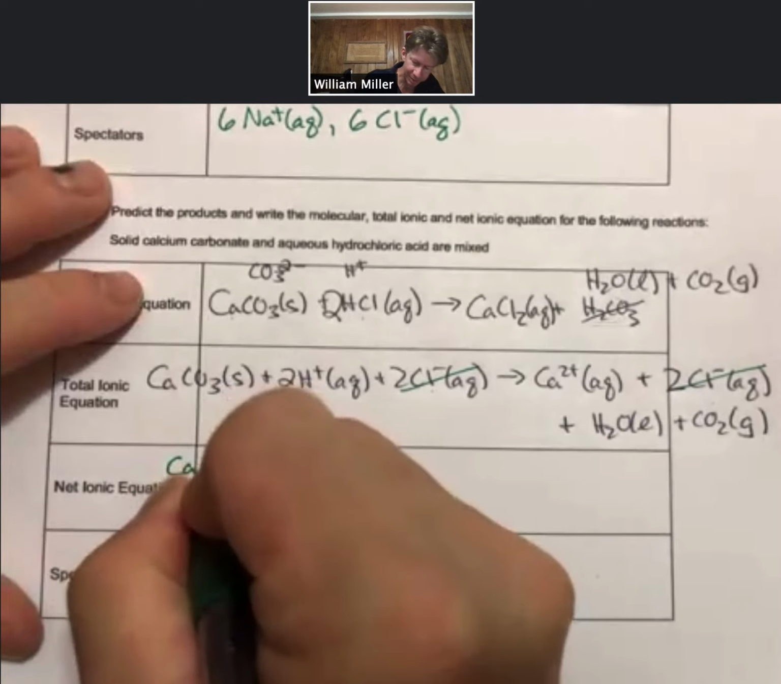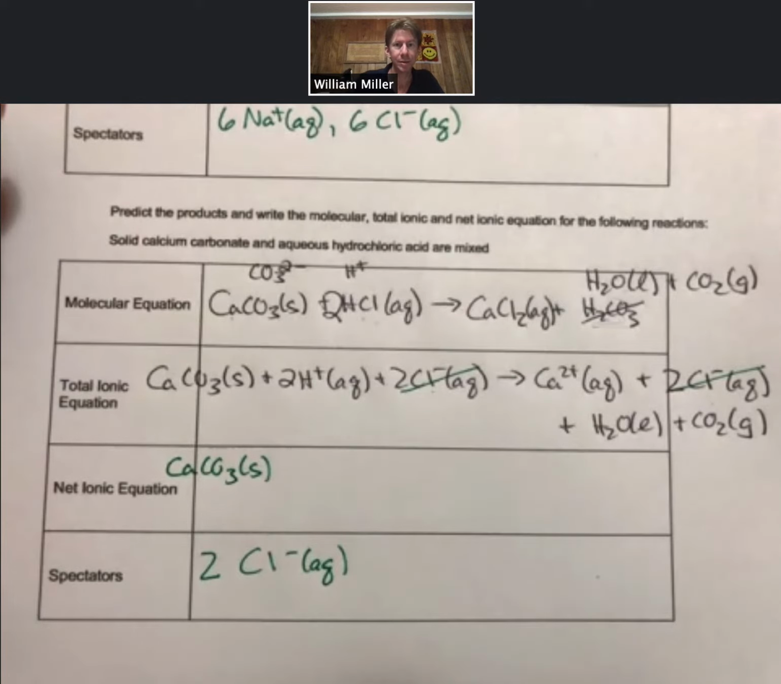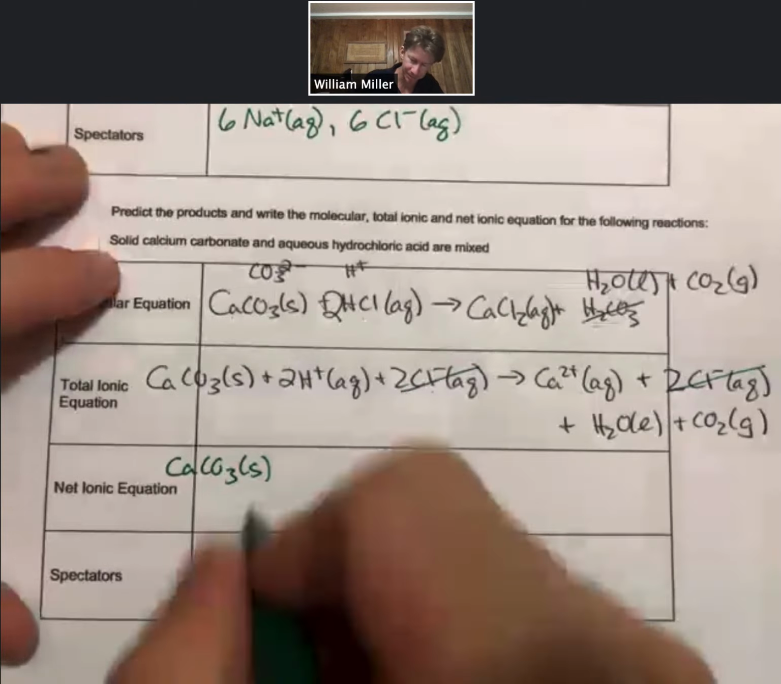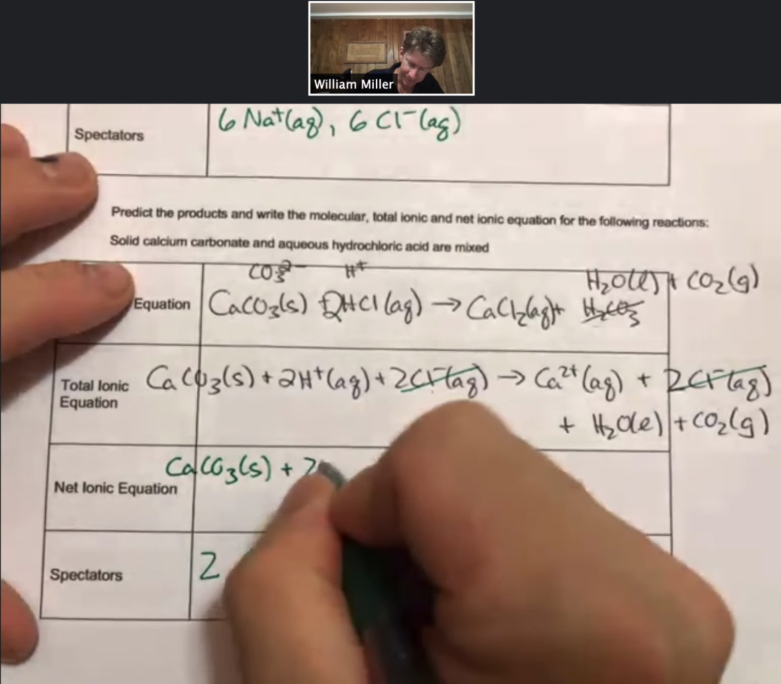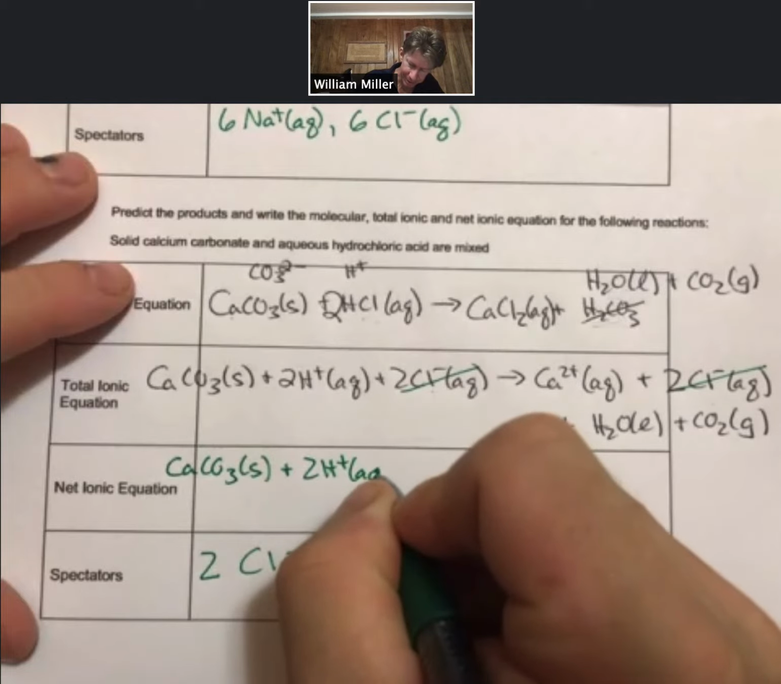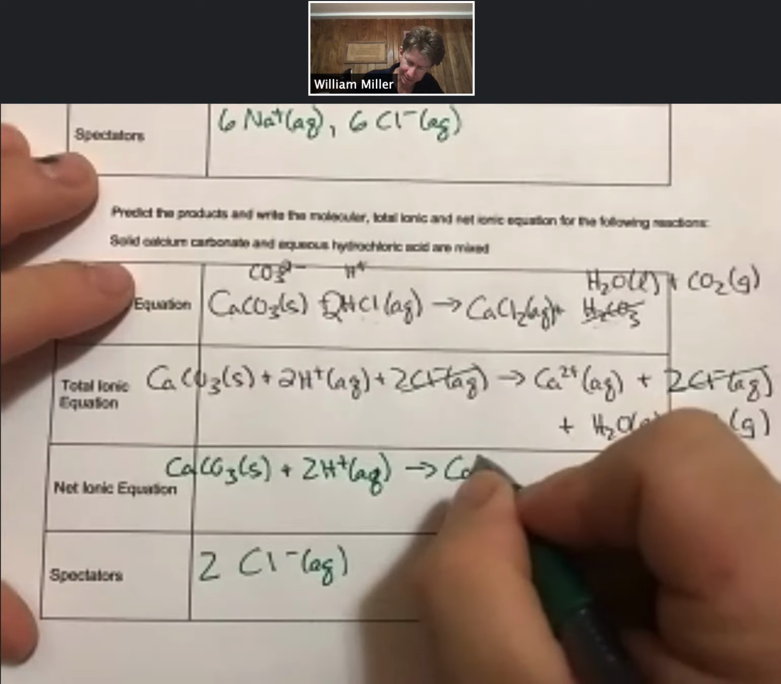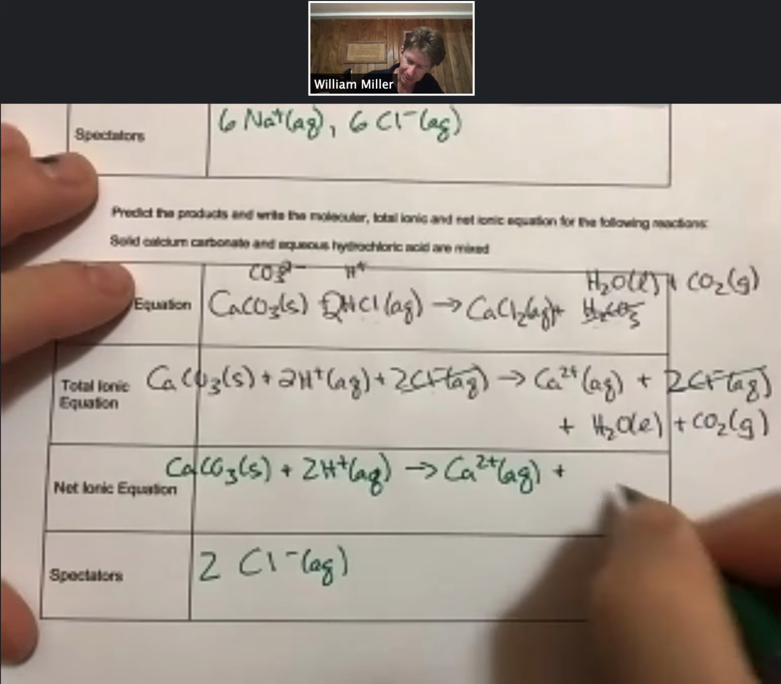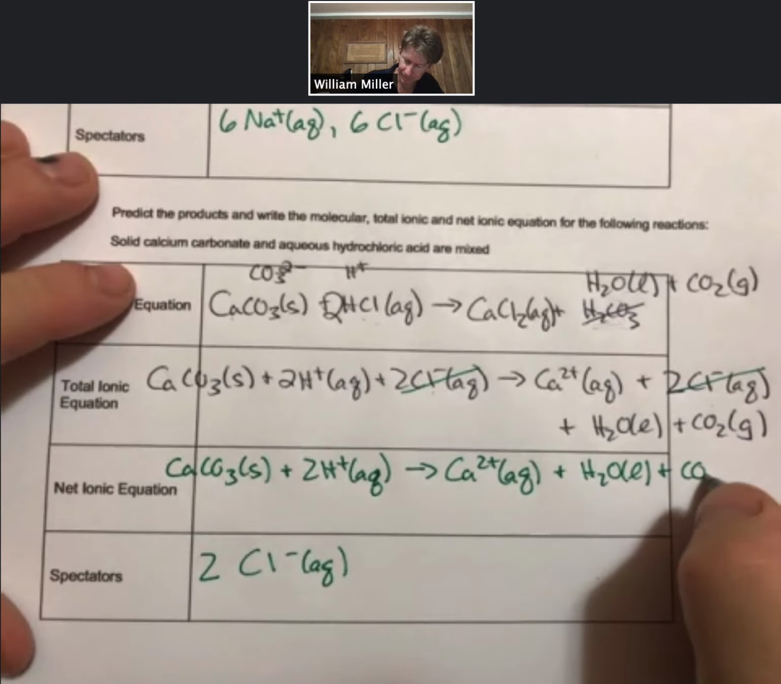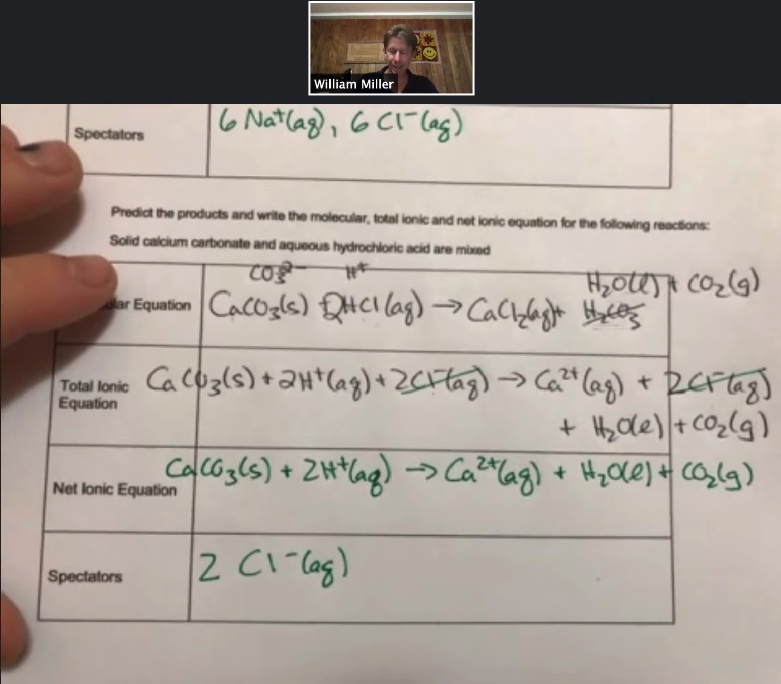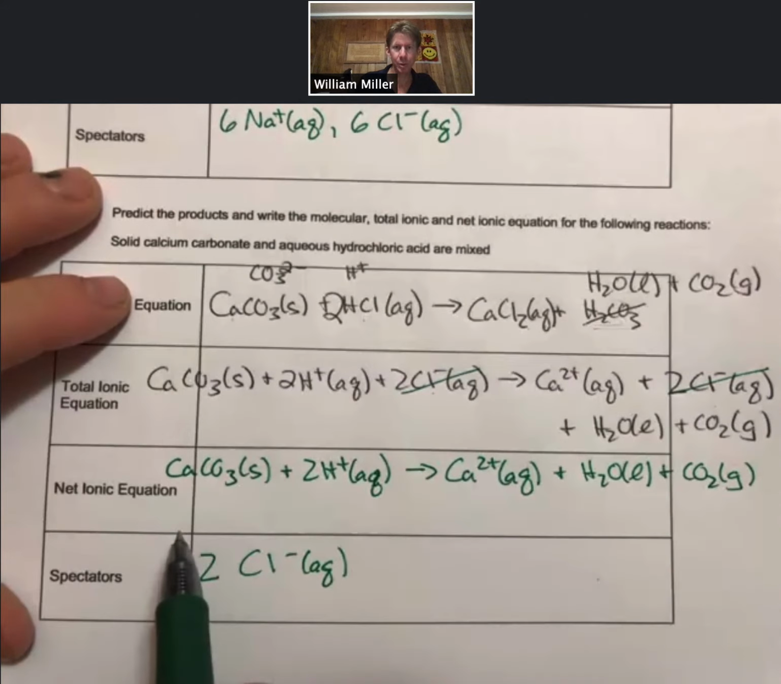And what we can do is, after we write our net ionic equation, we can ask it what bonds formed, what bonds were broken. And in fact, because we have the solid on the reactant side, that's a solid, calcium carbonate, goes to calcium 2+ plus water plus carbon dioxide. And then again, you can ask it what happened. So what kind of bonds formed or were broken or both.